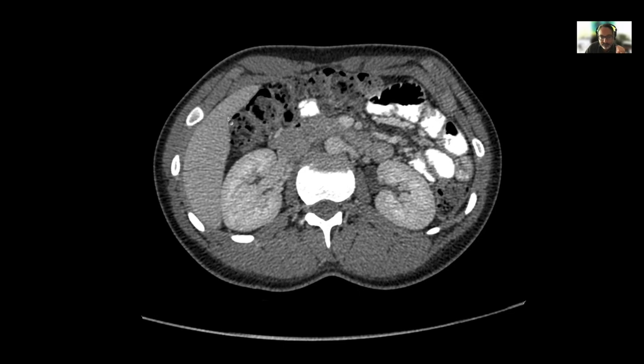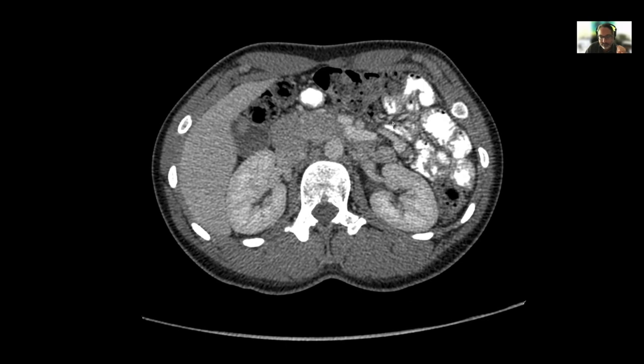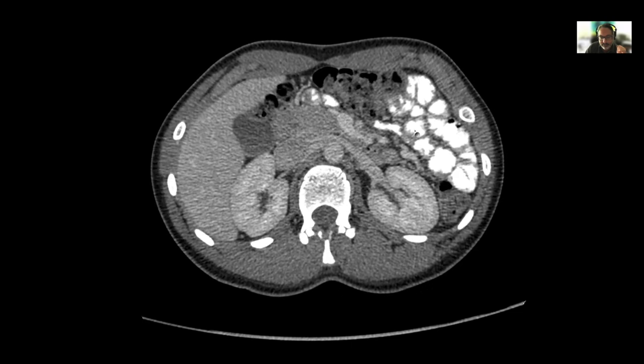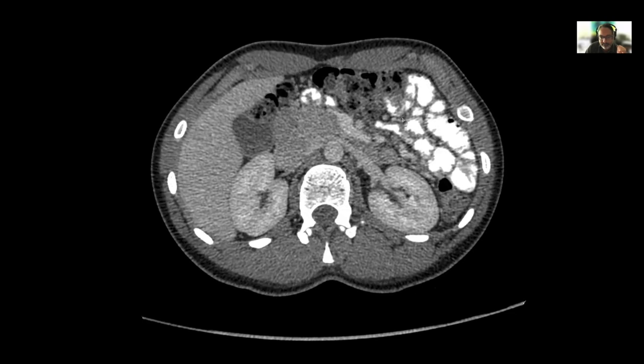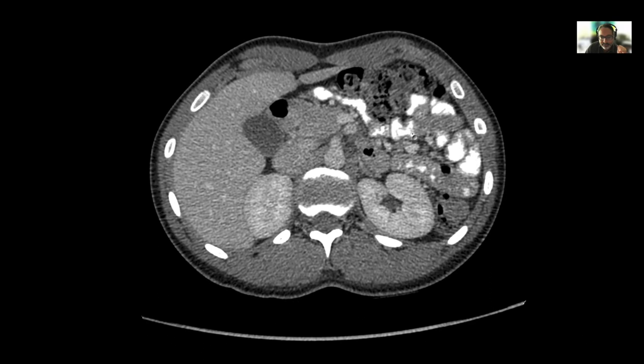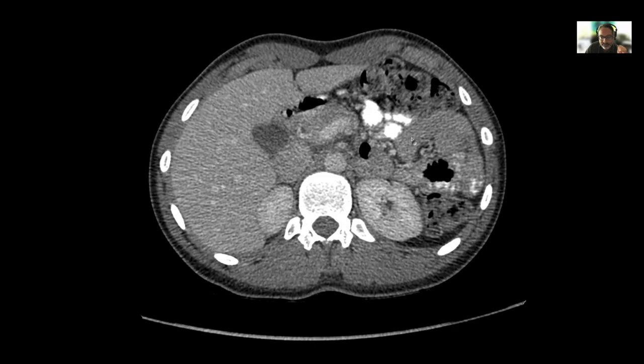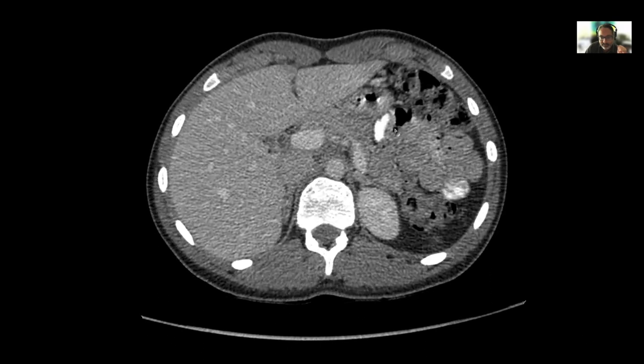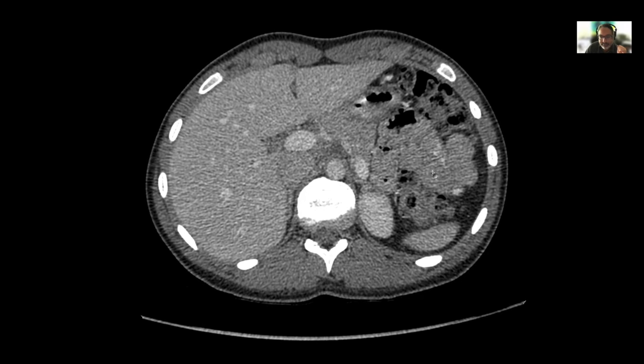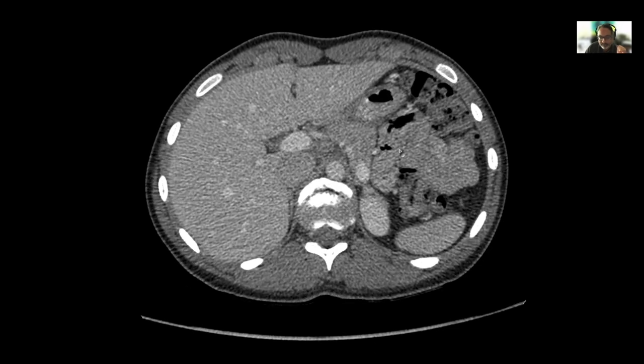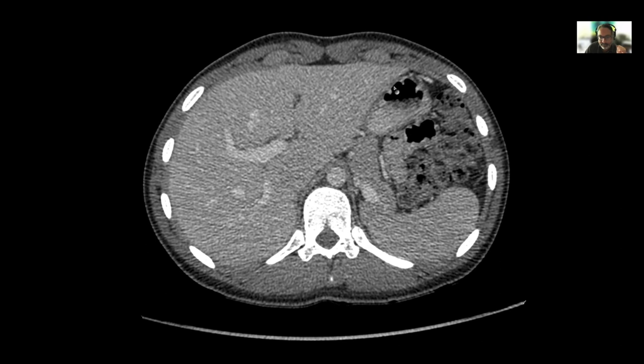As we move slightly higher up than this area, that is the transverse colon, but just behind it is the jejunum. So these are the jejunal loops. This is the jejunum, and if you keep coming up, this is the jejunum here. If you look here, for example, that's the transverse colon, that's the descending colon, and that is the jejunum. And that now is the stomach. That's the jejunum, that's the transverse colon.